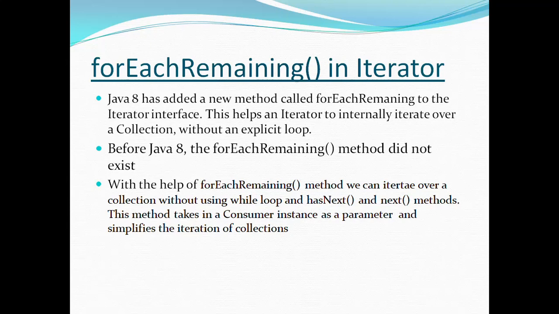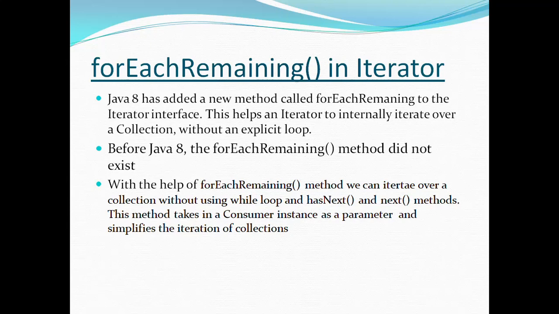Java 8 has added a new method called forEachRemaining to the Iterator interface. This helps an iterator to internally iterate over a collection without an explicit loop. Before Java 8, the forEachRemaining method did not exist. With the help of the forEachRemaining method, we can iterate over a collection without using a while loop and the hasNext and next methods. This method takes in a consumer instance as a parameter and simplifies the iteration of collections.